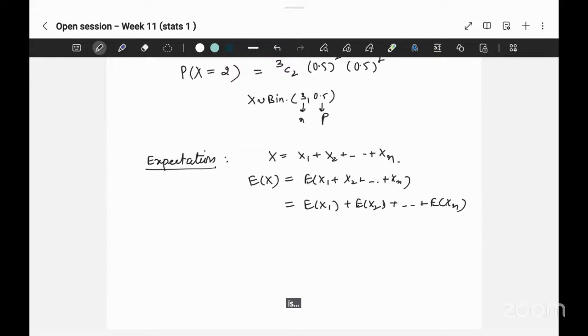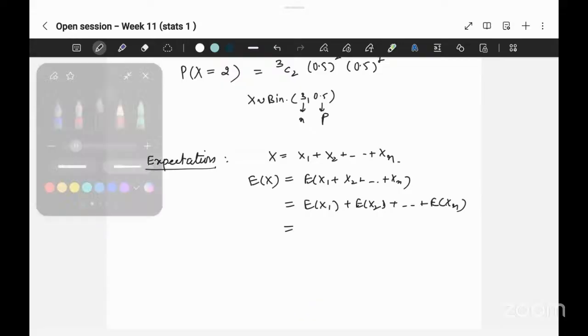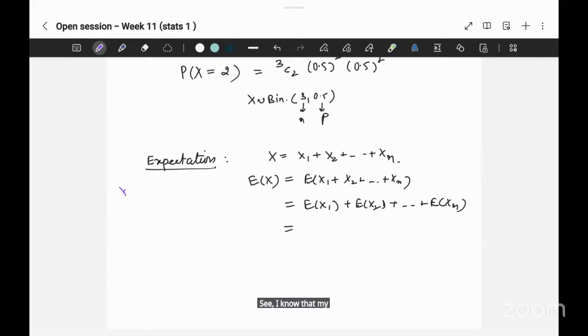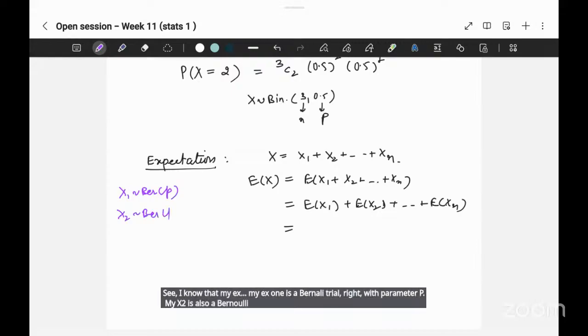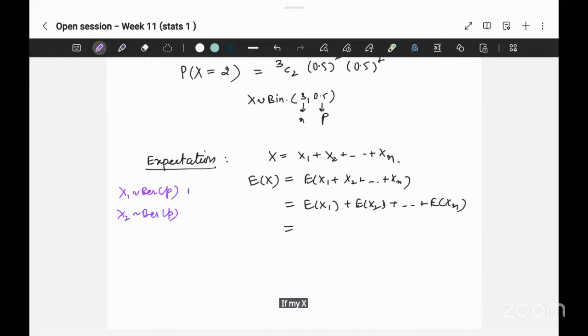So now, what will be the value of the expectation of x1? P, that would be P. See, I know that my x1 is a Bernoulli trial with parameter p. My x2 is also a Bernoulli trial with parameter p. If my x1 is a Bernoulli, the expectation of x1 will be P, just in general. Similarly, the expectation of x2 is p.